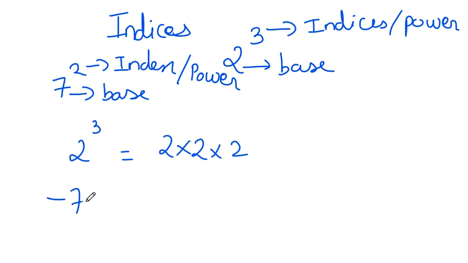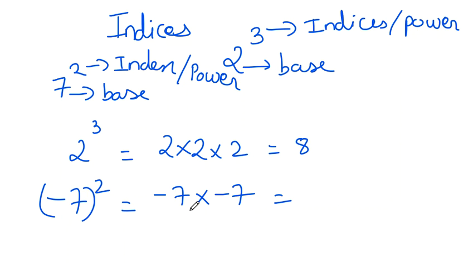If it is minus 7 raised to 2, it is minus 7 into minus 7. So 2 2s are 4, 4 2s are 8, and minus into minus is plus, 7 7s are 49. So this is how you find the value of something like 2 raised to 3 or minus 7 raised to 2 in the form of indices.